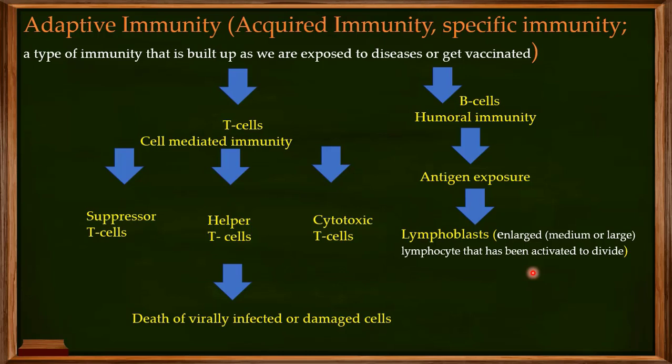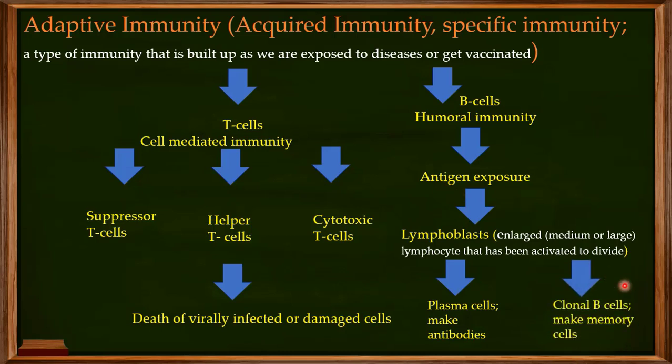Once the antigen exposure and the lymphoblast formation are there, this lymphoblast gets divided into two types of cell. One is known as the plasma cells. These plasma cells are going to make the antibodies to neutralize this particular antigen. And there is another type of cell which is also made from this lymphoblast, which is known as the memory cells, or the clonal B cells.